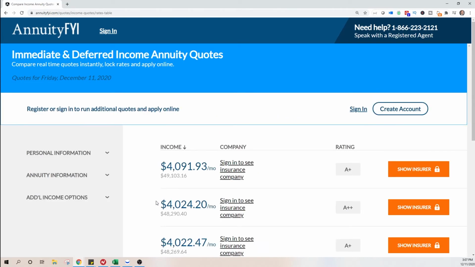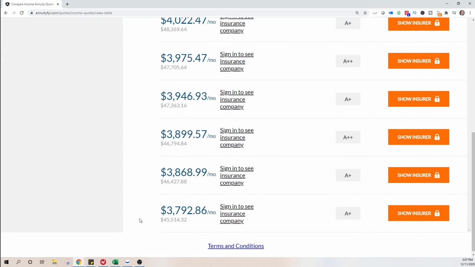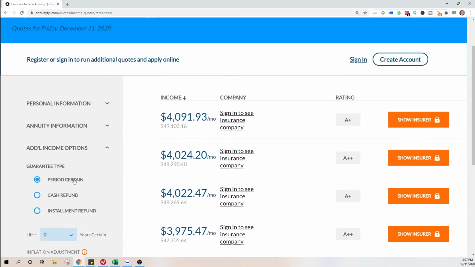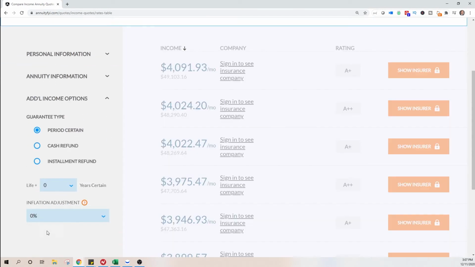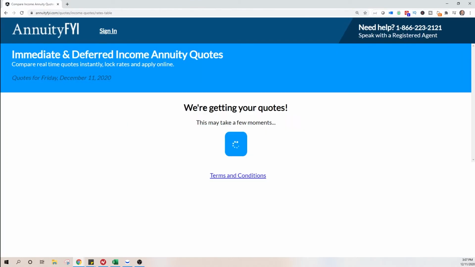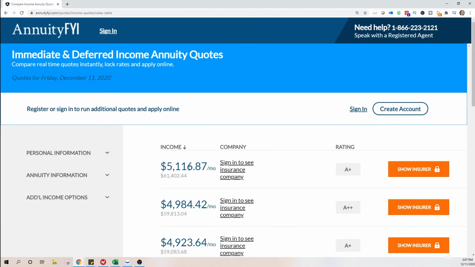4,000. So we period certain does decrease it by about $8,000 a year, but nothing really kills it as much as the inflation. So let's go ahead and see what the inflation. And there you go. So if you have inflation, it does kill your income by a little over $1,000 per month, or $12,000 a year. So that's how dangerous or how powerful inflation can be over your lifetime.